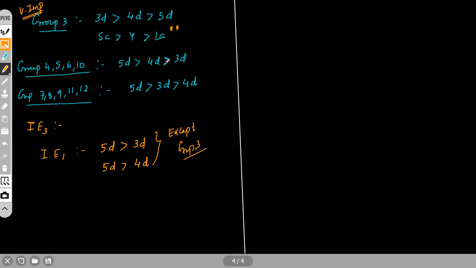Next one, write down melting point and boiling point. Write down quickly. Due to the presence of unpaired d electrons, the elements have a tendency to form covalent bonds, and hence they have high melting and boiling points.